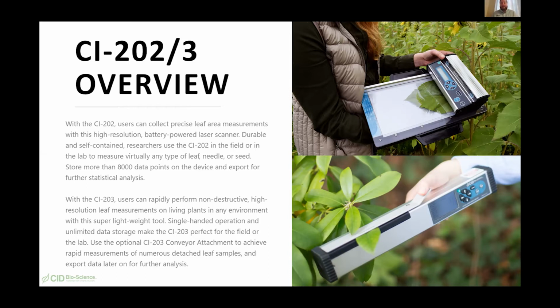It is a perfect field instrument, but also a good lab instrument, because we have an optional conveyor attachment that allows you to take a rapid set of measurements of detached leaf samples. So if you already harvested some leaves and wanted to rapidly churn out 100 measurements, the conveyor attachment makes it really simple to use and get that data very quickly.